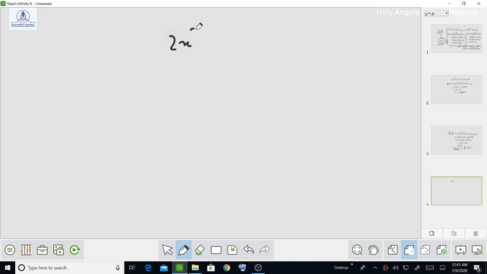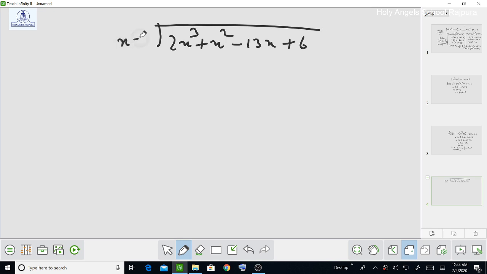2x cube plus x square minus 13x plus 6, divided by, what is our first factor? x minus 2. To get 2x cube, what is to be multiplied with x? 2x square. So, 2x square into x is 2x cube. 2x square into minus 2 is minus 4x square.